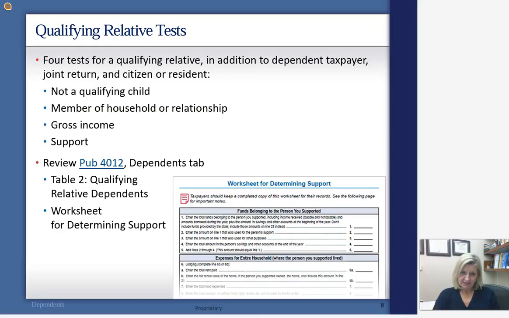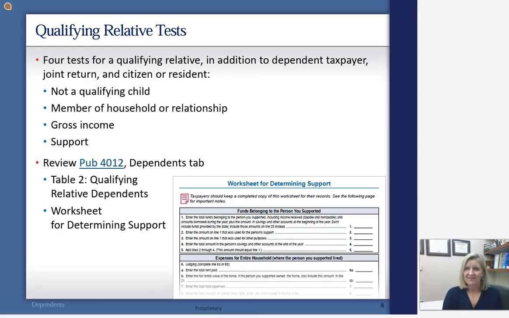In the second test for qualifying relative, the person is either related to you in one of the ways listed under relatives who don't have to live with you, which is on table 2, step 2 of the 4012, or must live with you all year as a member of your household. So they must be living with you the entire year. The third test is gross income. The person's gross income for the year must be less than $5,200. And then the final test is you must provide more than half of the person's total support for the year.